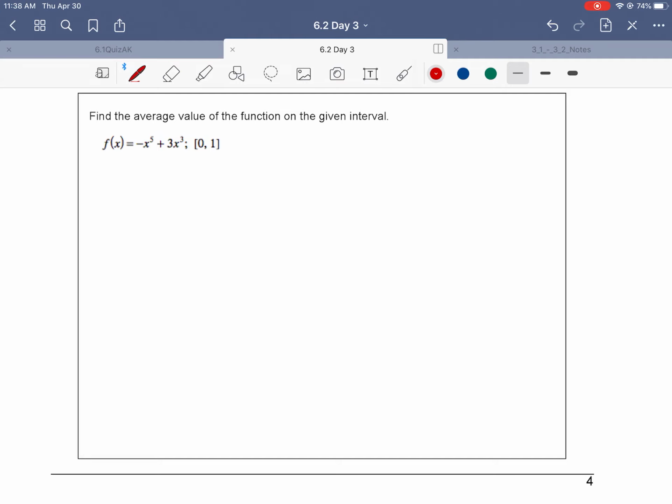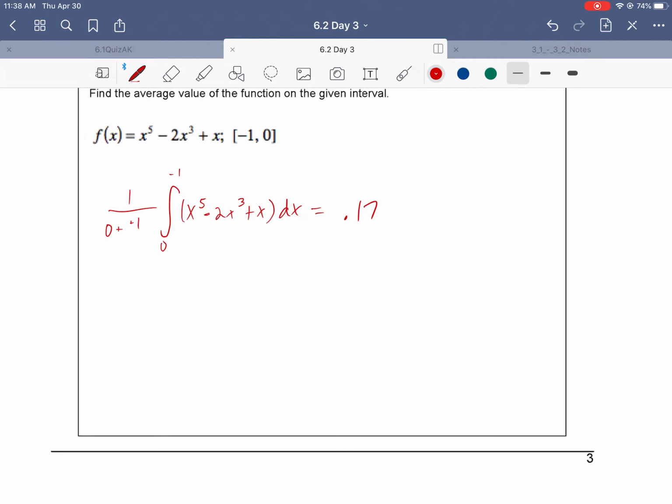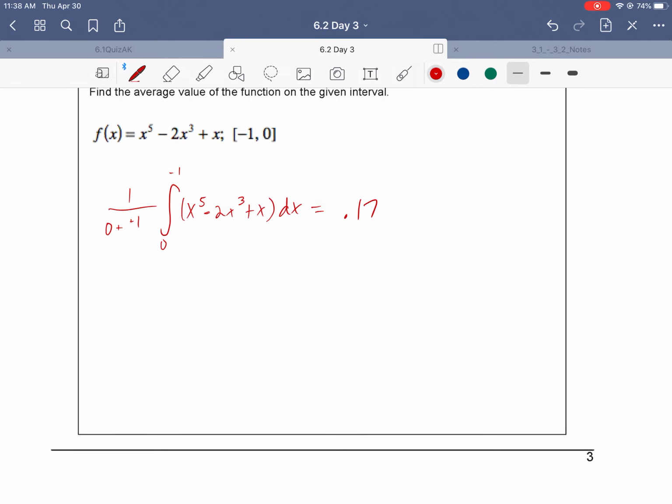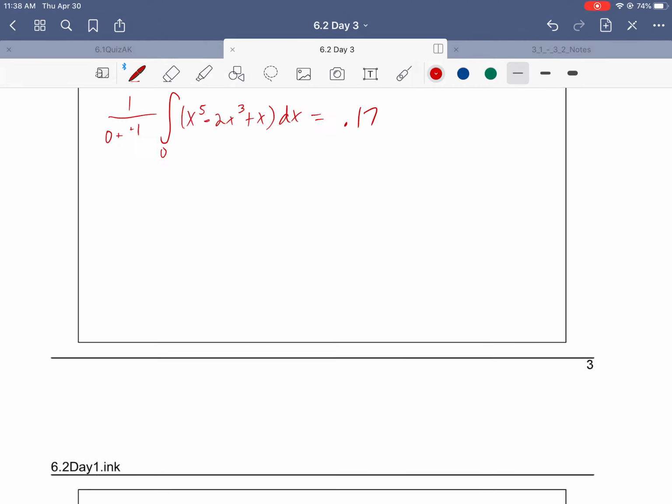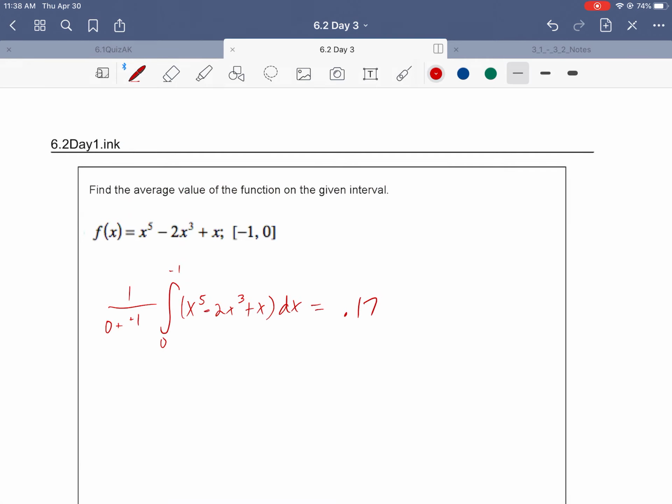Okay. Same thing here. Integral 1 over 1 minus 0 from 0 to 1. Ooh, wait a minute, I just caught a mistake. Yes, I did catch a mistake here. I should have, let me go back, I'm glad I caught this. I should have put negative 1 on the bottom to 0 on the top.